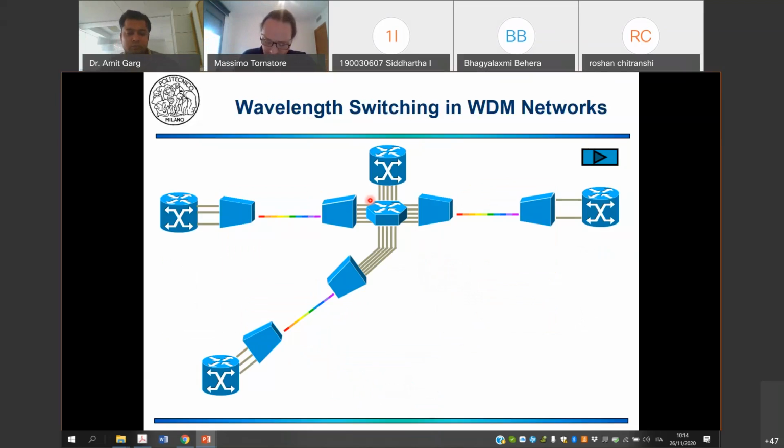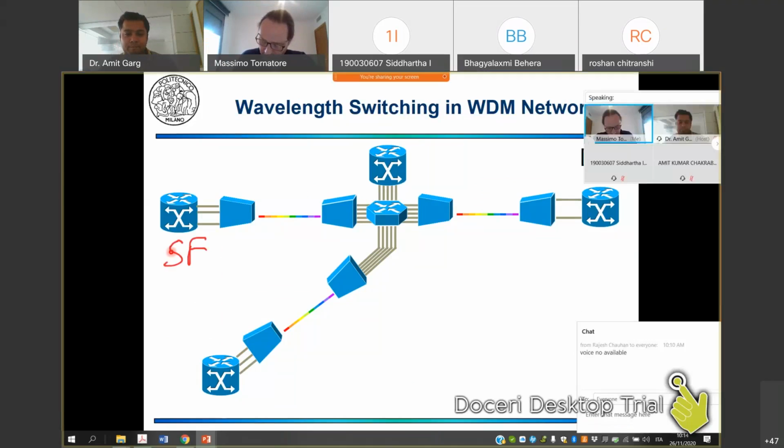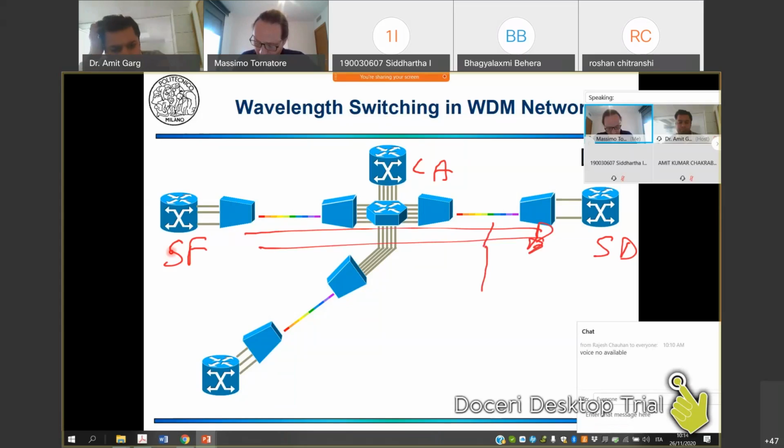Now let's assume this is San Francisco, and this is Los Angeles, and this is San Diego. Okay, and we are transmitting some information between San Francisco and San Diego. Okay, so we have, let's say, 2 connections, each of them at 100 gigabit per second between San Francisco and San Diego.